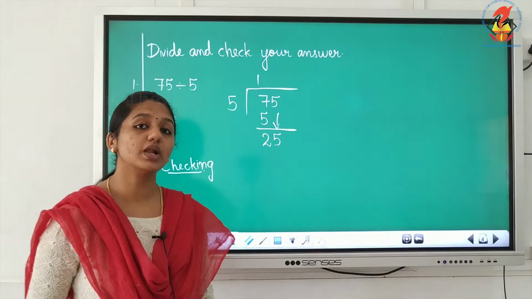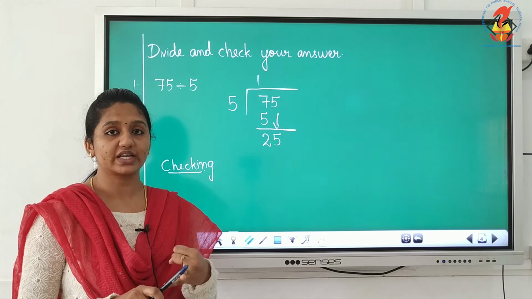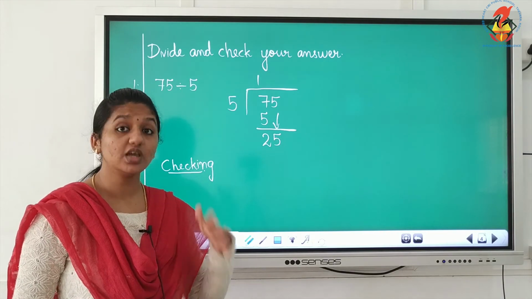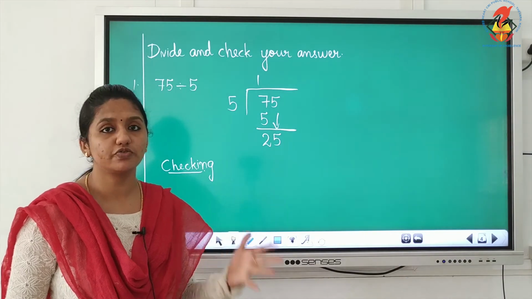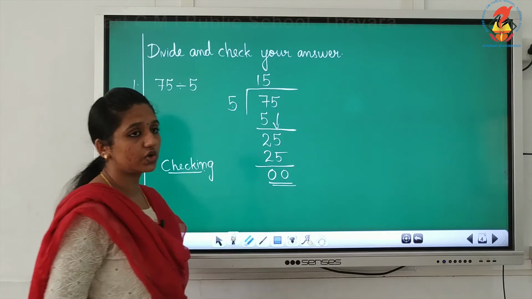In 5's table, how many times go 25? 1 5 is 5, 2 5s are 10, 3 5s are 15, 4 5s are 20, 5 5s are 25. So how many times? It's 5 times. We should write the upper portion 5. 5 5s are 25. Write down. Then subtract it. 5 minus 5, it's 0. Then here 0. So the remainder is 0 here.